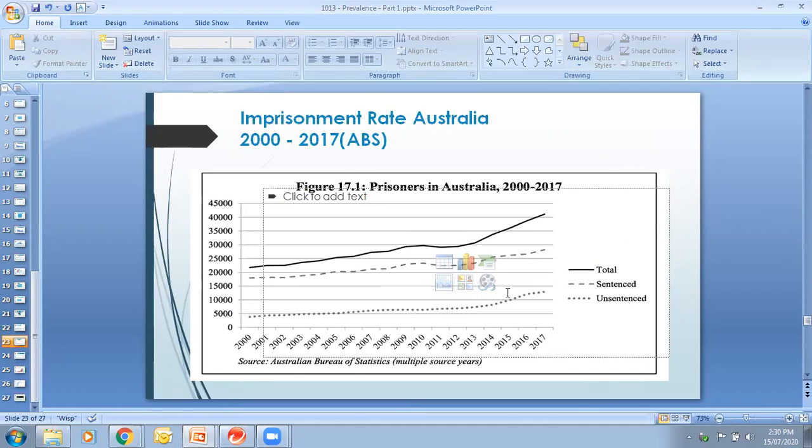Unsentenced prisoners, you'll hear this talked about a lot. They are prisoners who are on remand waiting to go to court. So they haven't even actually been proven guilty or innocent. They're simply on remand and not sentenced. So there's your sentence and there's your total.